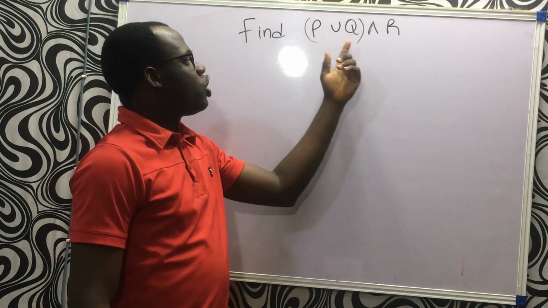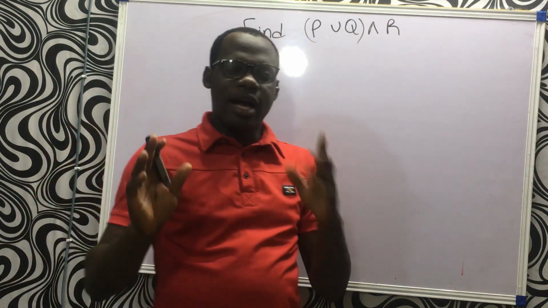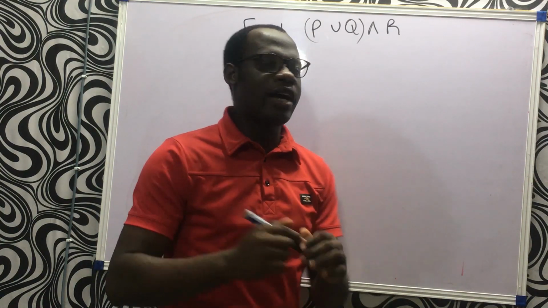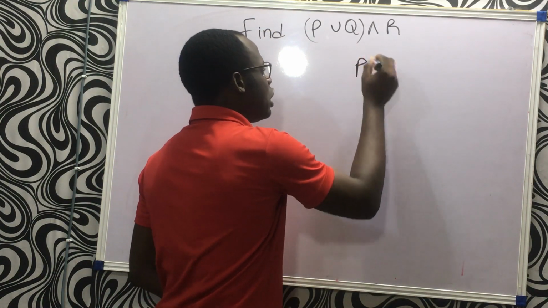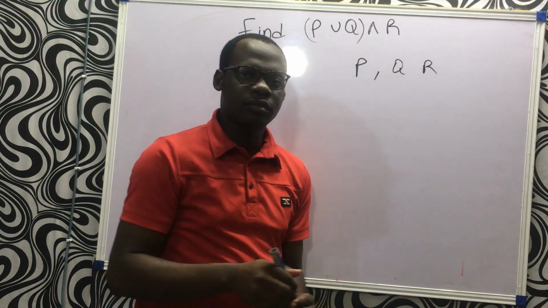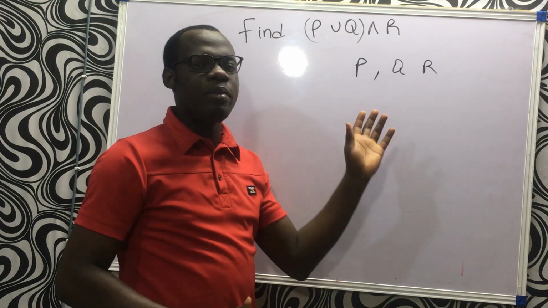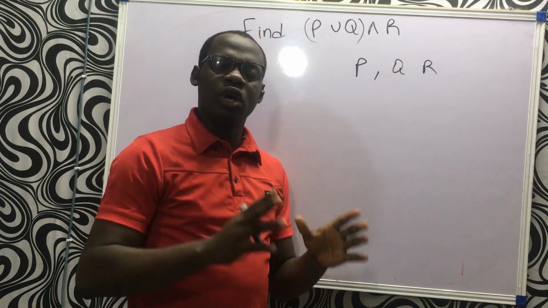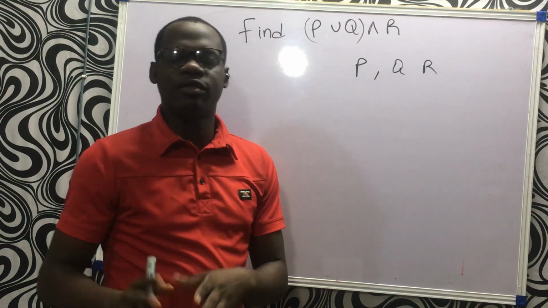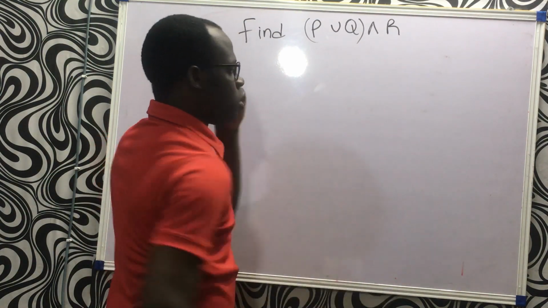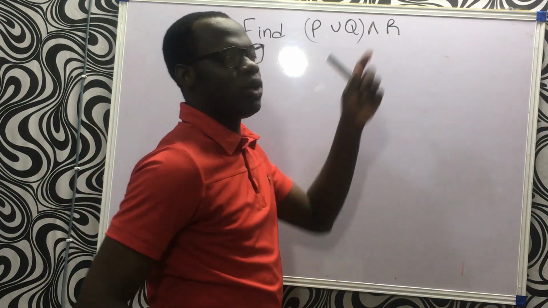Find P, Q, and R. Remember, I said the first step you have to take is to identify the variables we are dealing with. So we have P, we have Q, and we have R. You identify how many variables you are dealing with so that you know how many rows and how many columns you're going to have in your table.